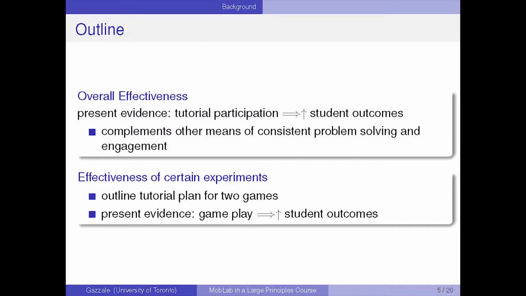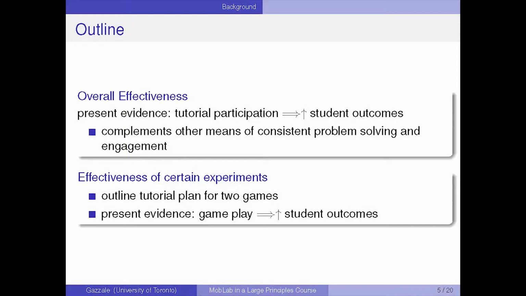And I'm going to show how participating in tutorials, many of which had games, markets, and experiments, led to improved student outcomes. And then I'm going to briefly discuss 2 experiments that my TAs ran in class. I'm going to do 2 things. First off, I'm going to show the outline of what a tutorial looks like.